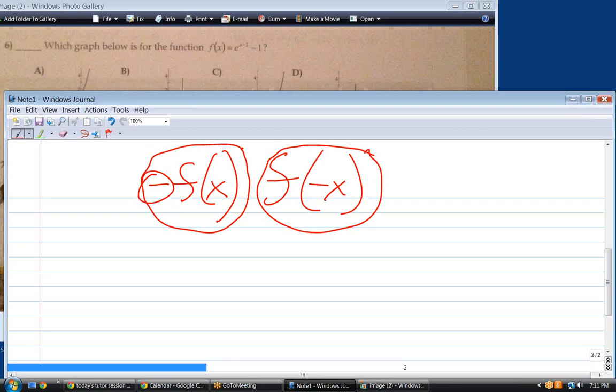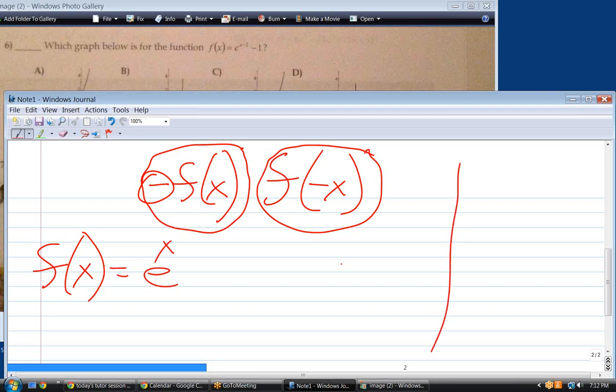We learned this, I can't remember. It's a reflection over the x-axis. And isn't the other one reflection over y? Yeah. So if my f of x is just e to the x, that's my elementary function.